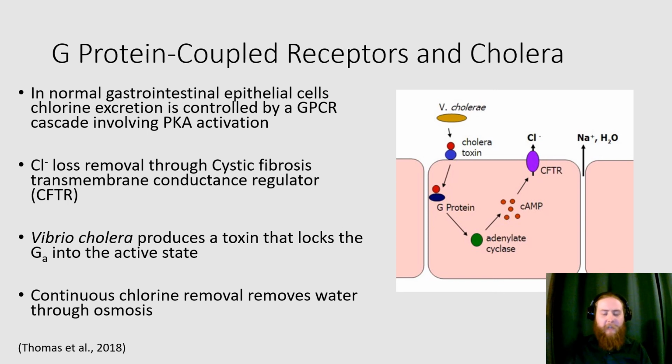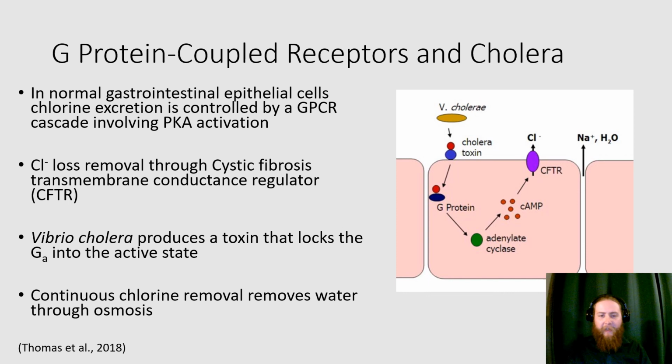So once cholera is in the human system, we said it produces a toxin. And this toxin goes through the membrane and it locks the G protein into the active state. So this G protein is constantly having that adenylyl cyclase pump out cyclic AMP. We're taking ATP and turning it into cAMP over and over again. And this activates PKA, which activates a whole bunch of things, but what's really important in this disease process is the activation of that cystic fibrosis transmembrane conductance regulator.